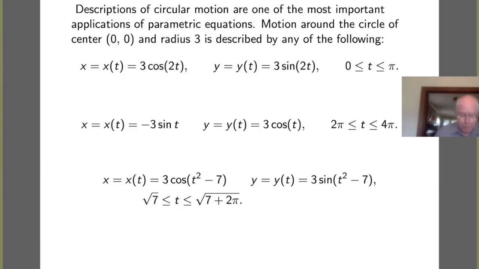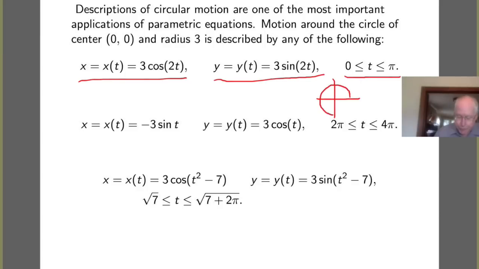But for example, we could start with x of t equals 3 cosine 2t and y of t equals 3 sine 2t and let t run from 0 to pi. We'll find that this also describes motion around the circle of center 0, radius 3 in the counterclockwise direction. In a sense, the motion here is twice as fast as the motion was in the original example, and you'll see more about that in later courses.